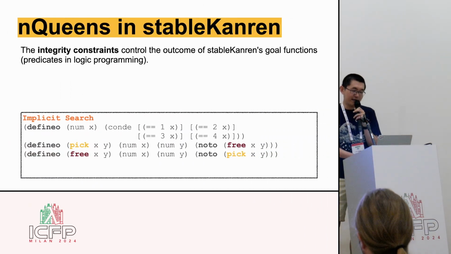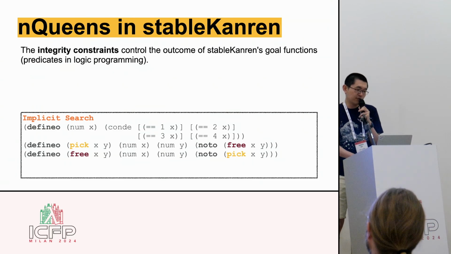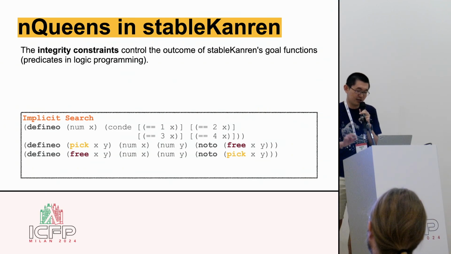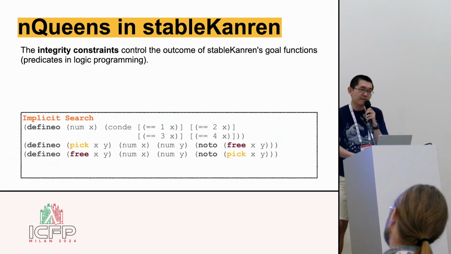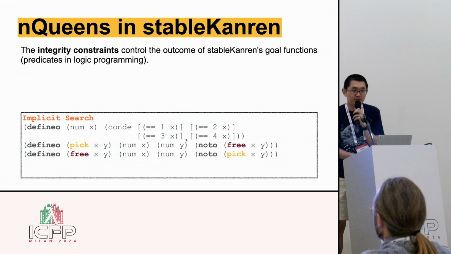So that's why here we try to use this thing called integrity constraints to control the outcome of the stableKanren scope function, or we call them predicates in logic programming, just in case you get confused with predicates in functional programming or something, all right? So this is the implicit search we got from the previous slides, okay?